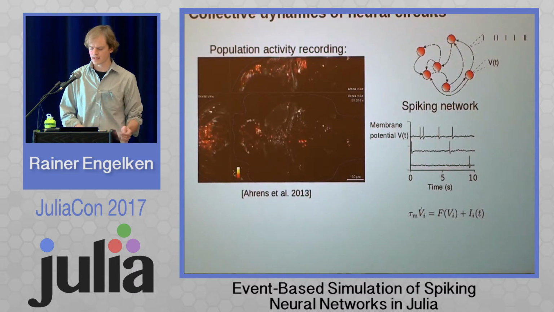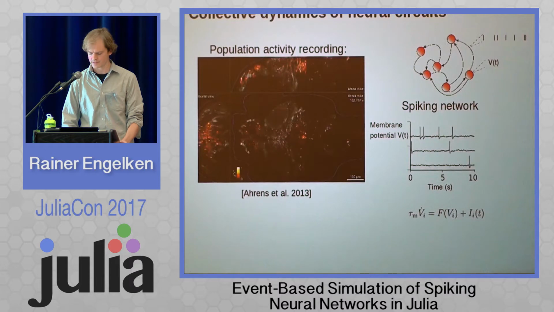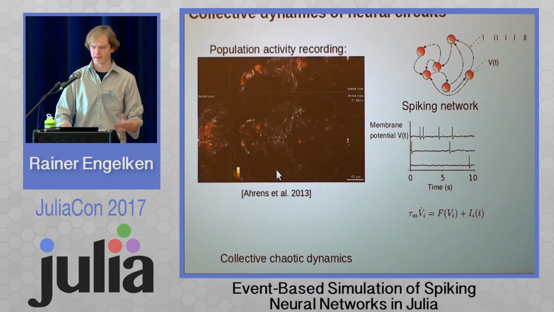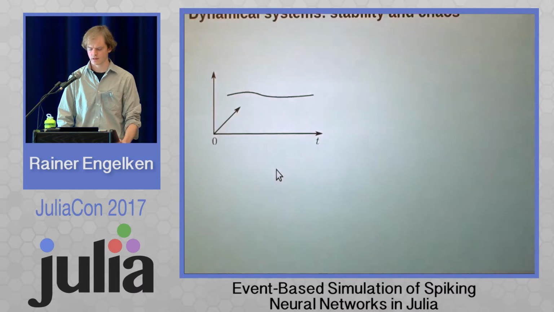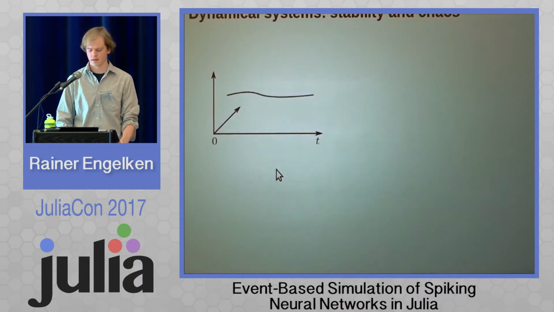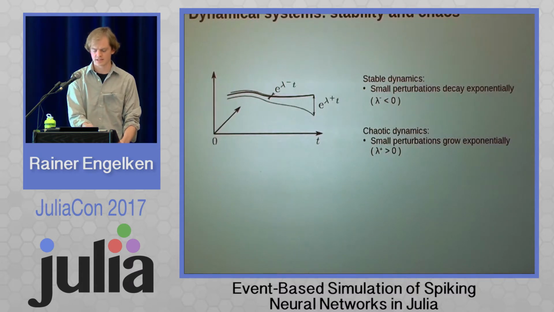Single neurons are described by their membrane potential. The neuron dynamics is a function of the membrane potential itself, V, and of some external input. Together they form a collective chaotic dynamics. In dynamical systems, we distinguish two classes of systems. If a system is not sensitive to small changes of initial condition, we call the dynamics stable, and therefore you have a negative largest Lyapunov exponent. If infinitesimal changes of initial condition grow exponentially, such a system is chaotic.